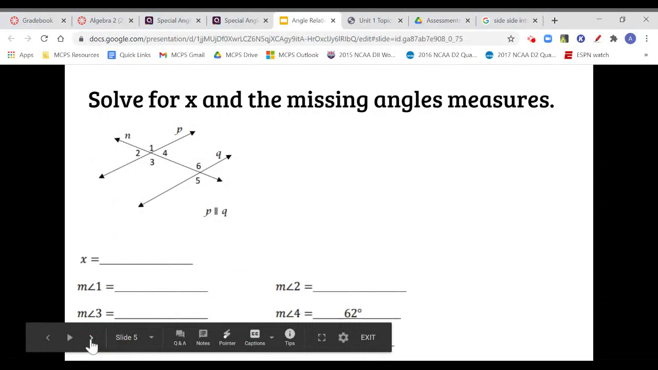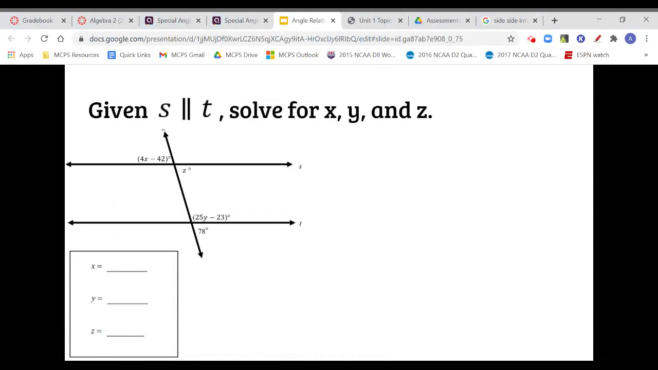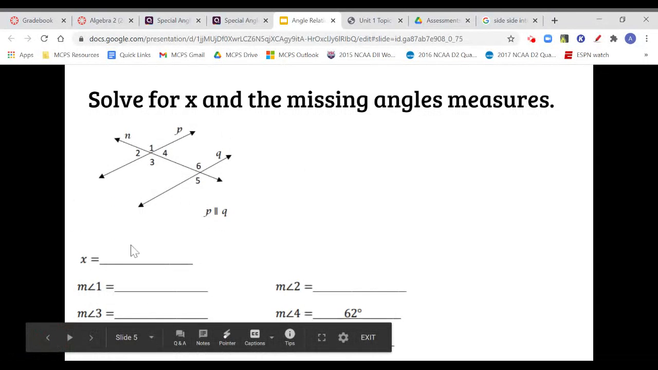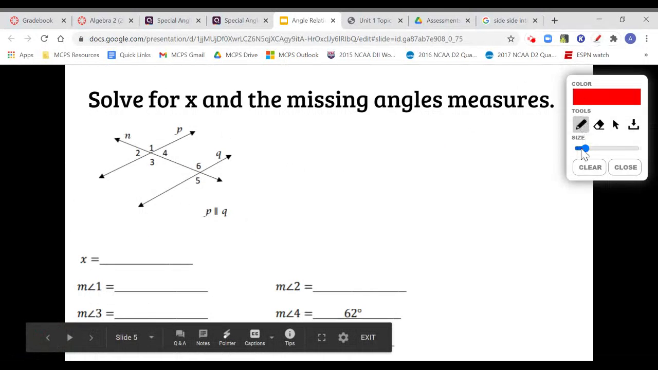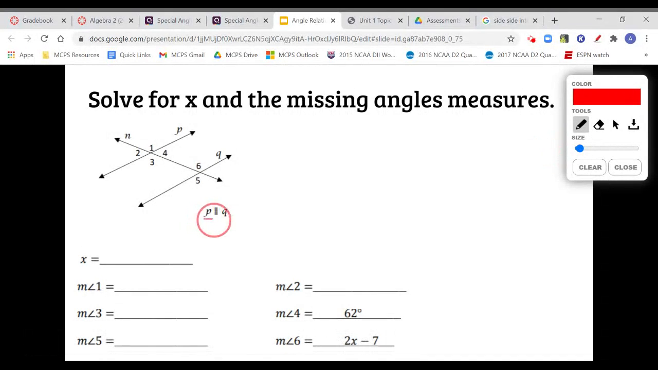Okay. Here we have a set of two parallel lines. That is indicated to me by the fact that I have this given information next to the diagram. Line P is parallel to line Q. Given that I have two parallel lines, I'm supposed to solve for x and the missing angle measures.